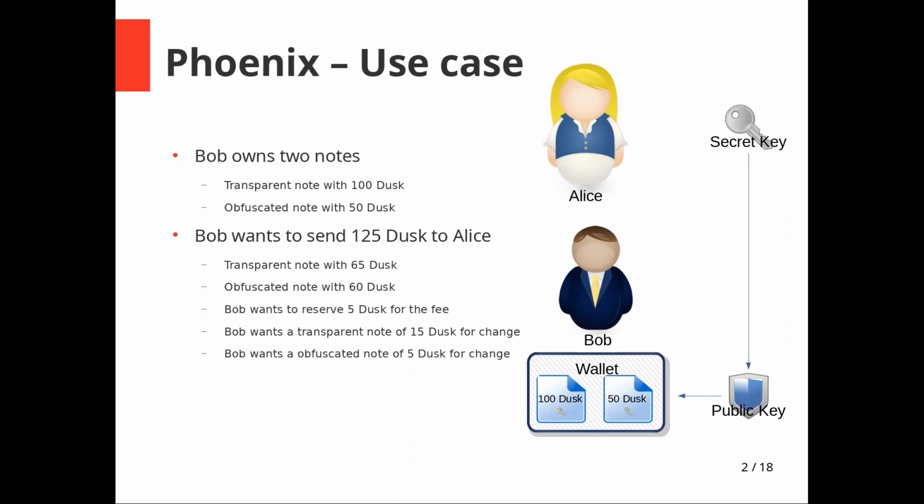So he owns two nodes, like one obfuscated and one transparent. Inside a single transaction, you can have any permutation of types of nodes. And he also wants to declare that Alice will receive not only a single node, but she will receive also any other set of nodes. So this is also possible.